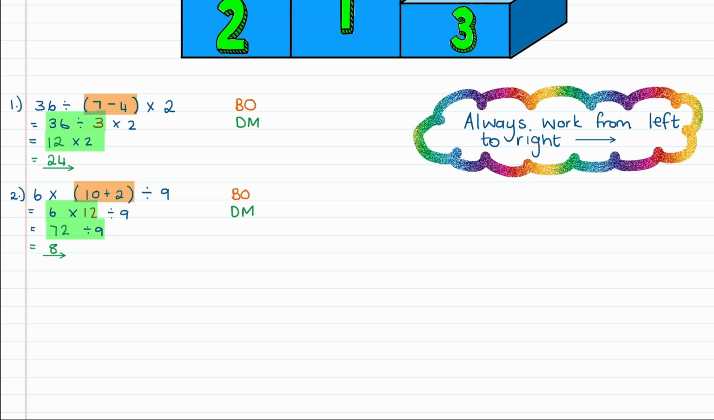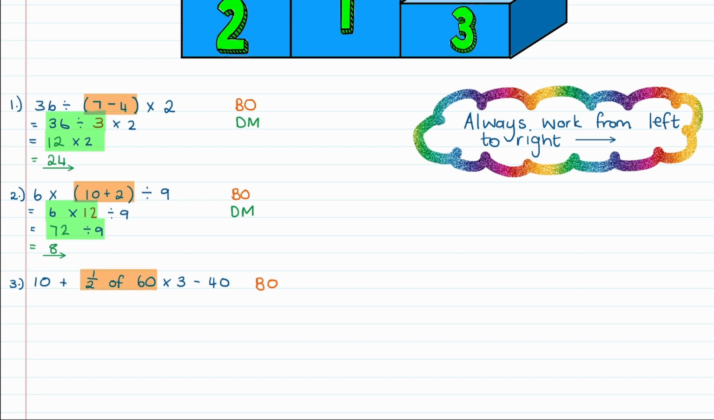This golden rule of working from left to right exists for first, second, and third place. Take a look at the next example: 10 plus half of 60 times 3 minus 40. BO says that we should look out for brackets and orders. This time, there are no brackets, but the word "of" is present.